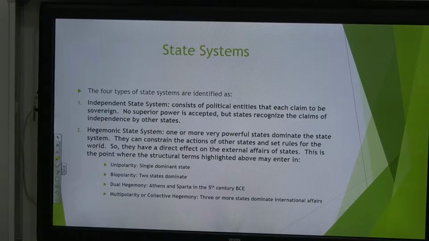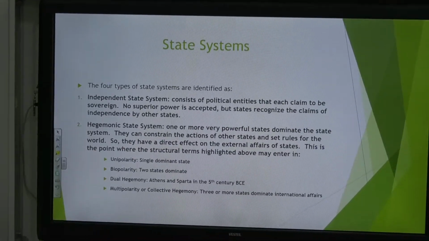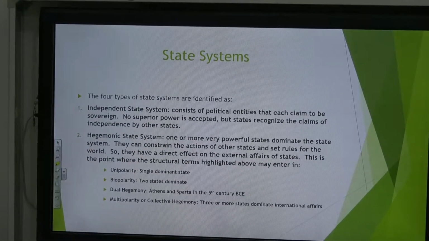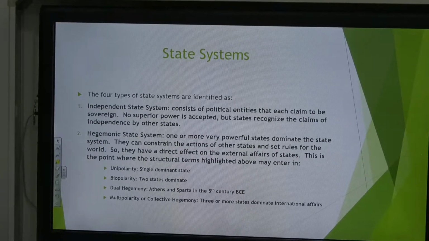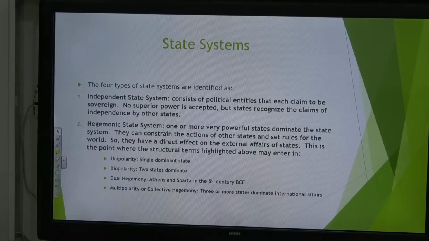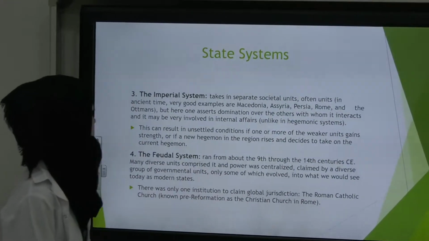Dual hegemony was characteristic back in the Greek era, where we had Athens and Sparta in the 5th century BCE. Now, a multipolarity or collective hegemon is when you have 3 or more states that dominate international affairs. Currently, we don't have a historical example of this, but it's labeled as a part of the hegemonic state system.